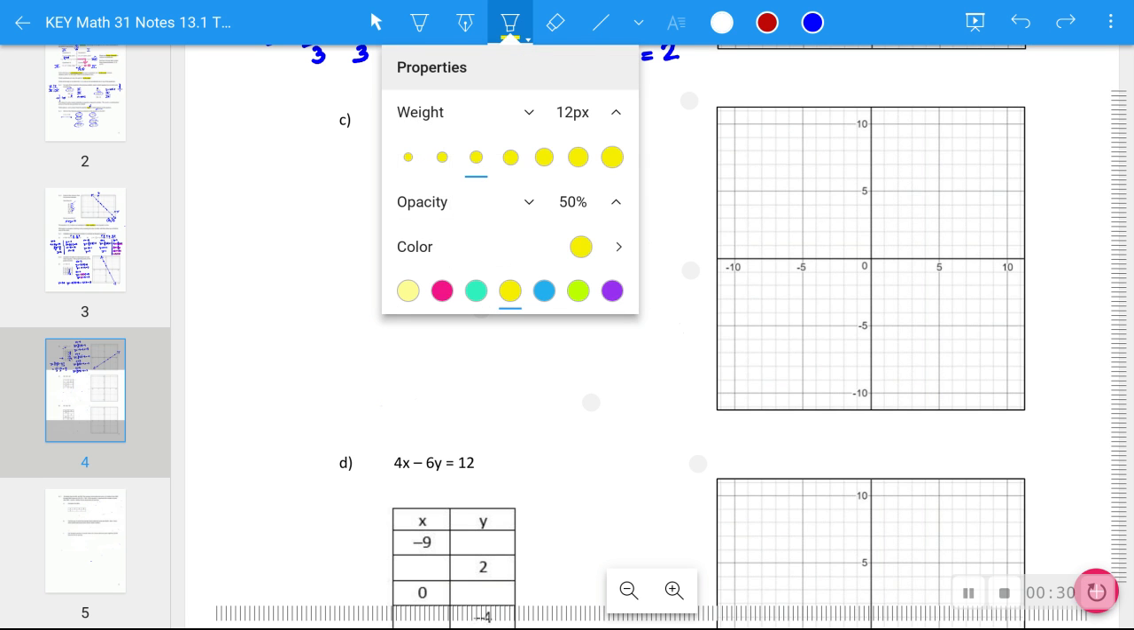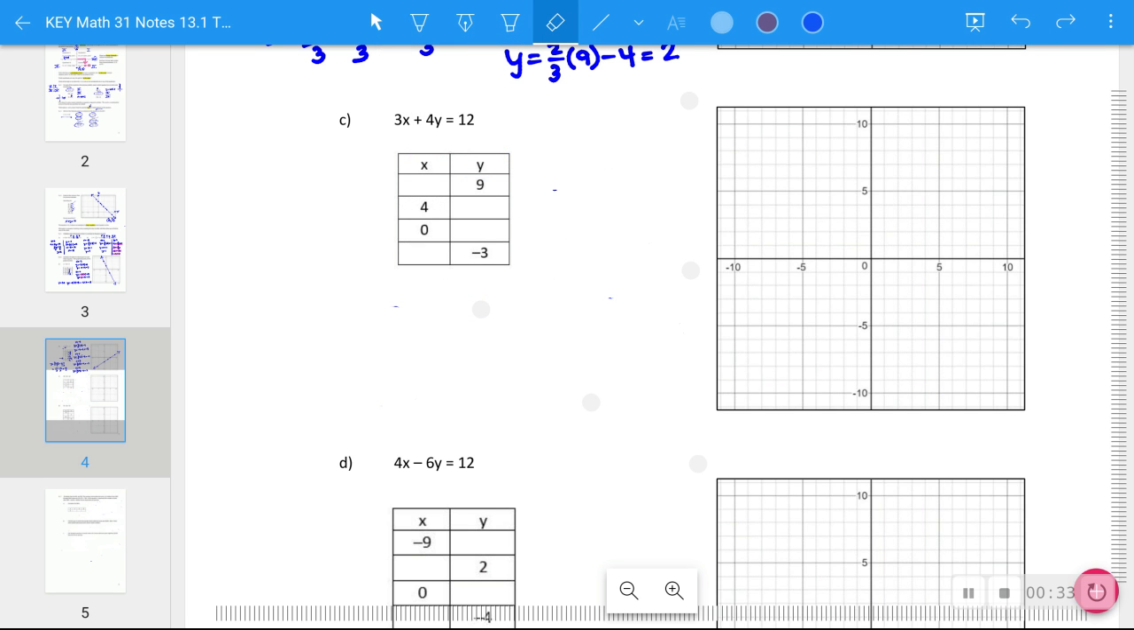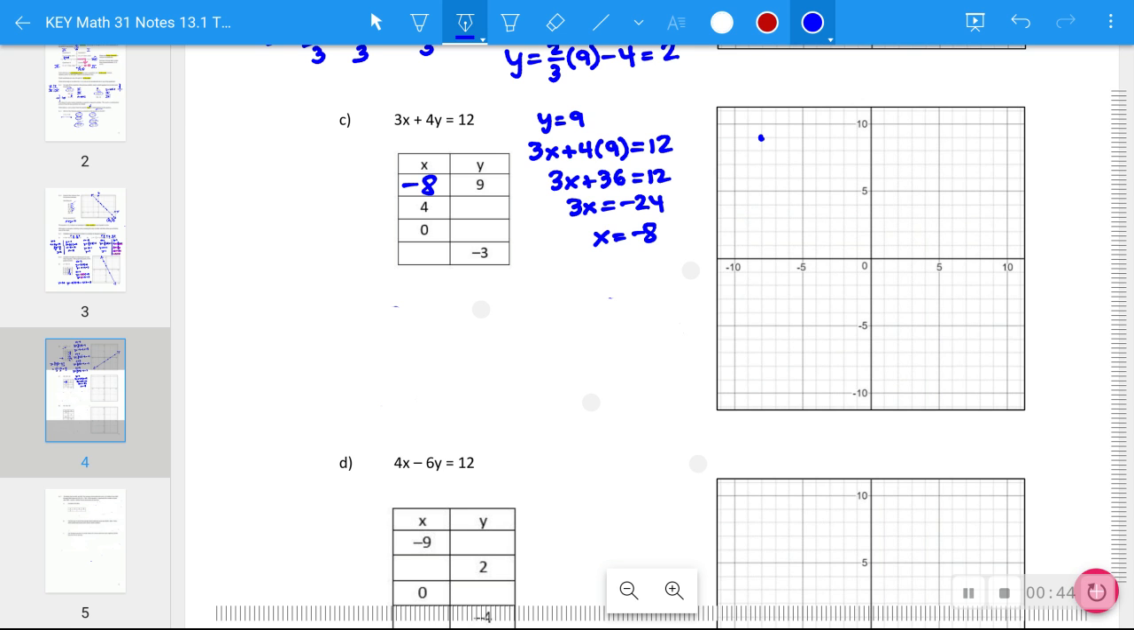Okay, so let's start by plugging in a y value of 9, and doing so leads us to negative 8 for the x. So you go 8 to the left and 9 up, and there's your first point. And then you plug in an x value of 4. So we're going to do that next. And the calculations, when you put in x equals 4, leads you to a y value of 0. So 4, 0 is on the graph right there.